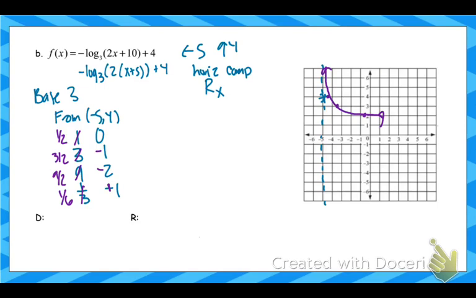All right, domain here. This is from negative 5 to infinity. And range is negative infinity to infinity.